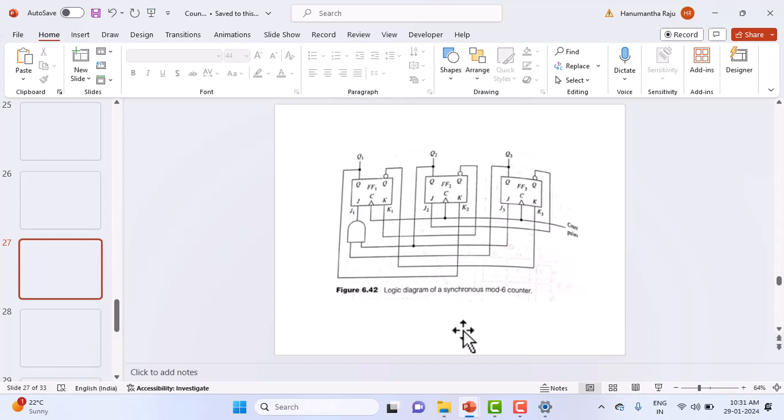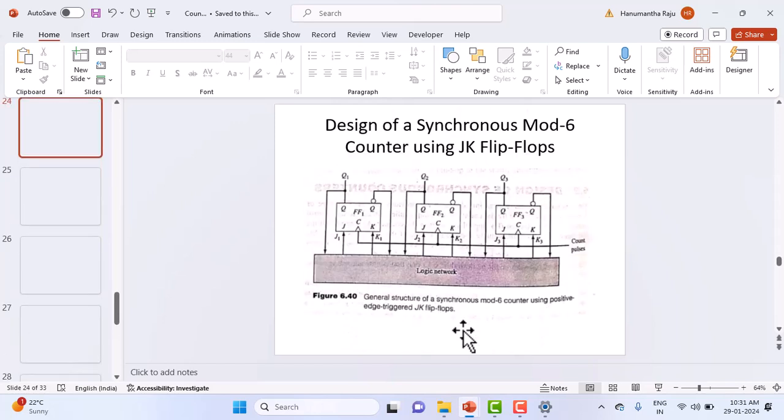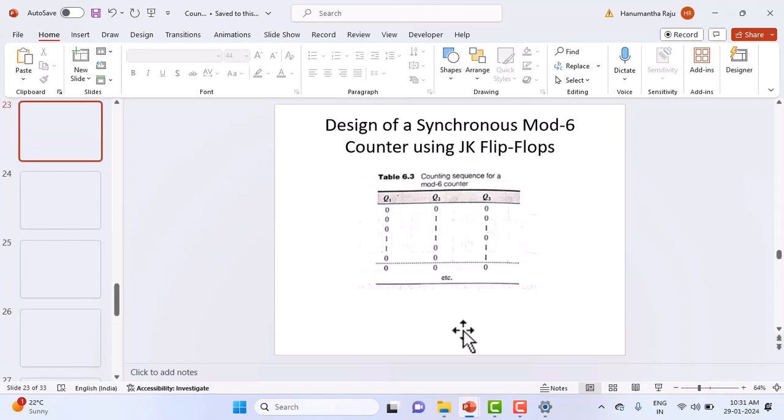Any questions about this? If you understood, or is there any doubt regarding this mod 6 counter? Any pattern can be given in examination. I showed you one particular pattern here, a non-binary pattern. This is a pattern which is given to you.